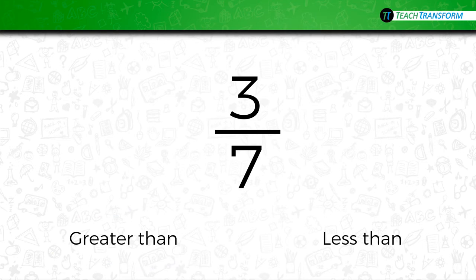Now let's look at this one. This is number 2 in part 3. This is a little bit more difficult. We're going to try to tell if 3/7 is greater or less than 1/2 just by looking at it. 3/7 is less than 1/2. Why? Well, 3 is half of 6, right? So 3/6 means a half. But this is 3/7, so it's going to be smaller than 3/6.